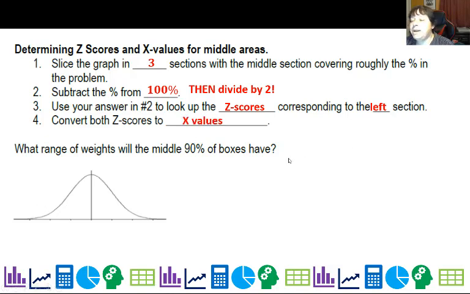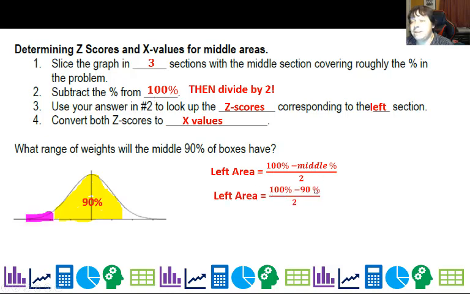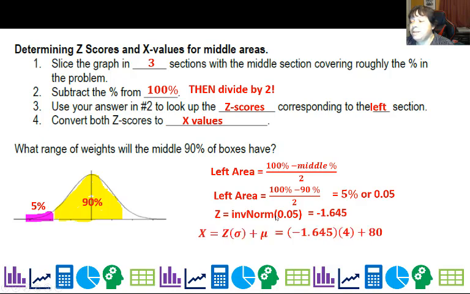So let's do this middle 90% again. That's the middle 90, and remember, left area is 100% minus the middle, and then divide by 2. So that would be 100 minus 90% divided by 2. That's 10% divided by 2, or 5%. So this boundary is at the inverse norm of 0.05, which is negative 1.645. And I can find the x value, negative 1.645 times 4 plus 80. And I get 73.42 ounces.